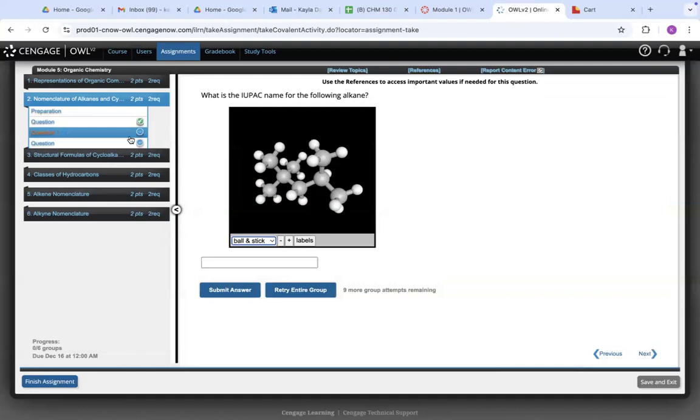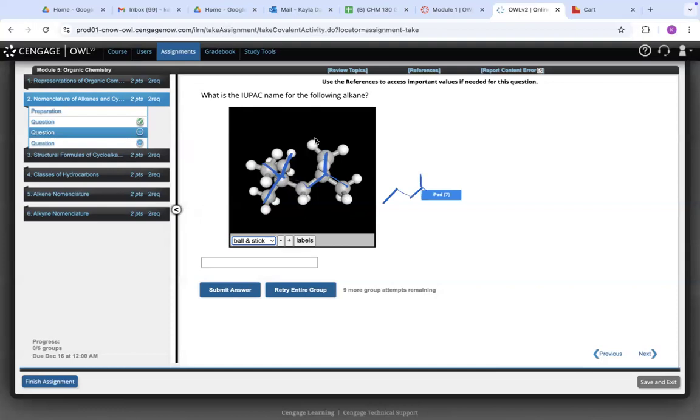Let's see. Let's do this example. So you want to manipulate these by holding down your mouse pad and moving them in order so that we can get a good view, right? So I'm gonna kind of put it right here because this is how I see it. I see a parent chain here, a branch, and then another branch here. All right. So if I come off to the side, I see this. All right. So all single bonds, so we're still an alkane ending in ane.